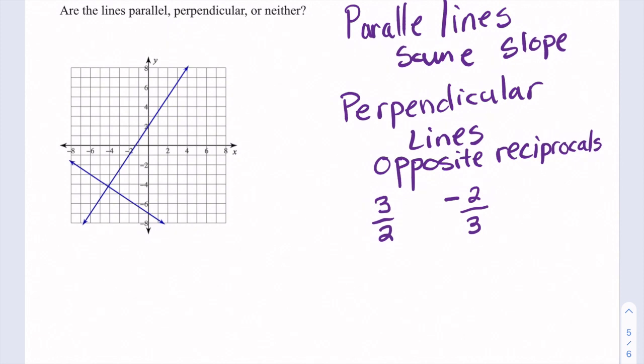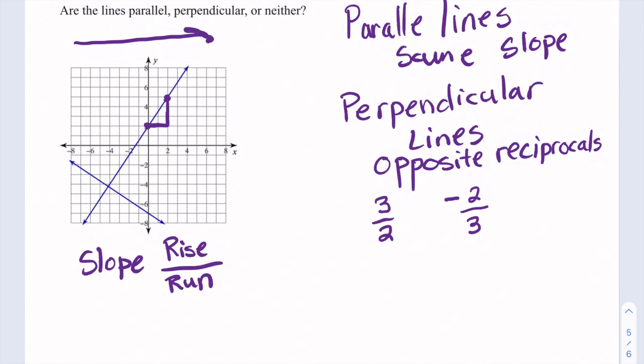Okay, let's determine here if our lines are parallel, perpendicular, or neither. To do this, we need to select 2 points on the line. So I'm going to select a point here and a point there, and I'm going to form a triangle with them to determine my slope. So slope, if you remember, is rise over run. Okay, you determine if a line is going up or down by reading it from left to right.